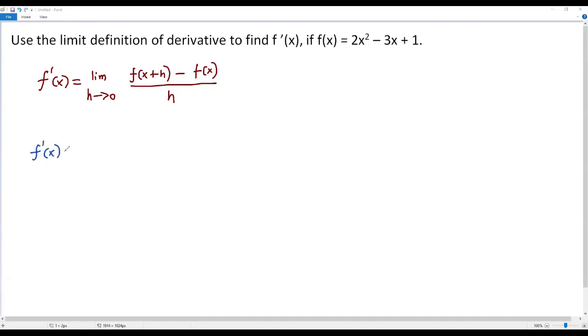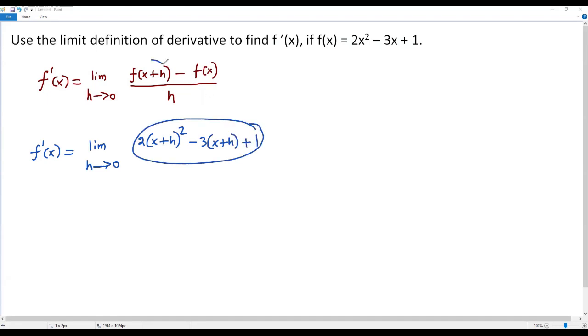So f prime of x equals limit h tends to 0. To get f of x positive h, we take the given function, and this x has to be replaced by x positive h. So on the right side also, we plug in x positive h for each x. Then I'll be getting 2 times x positive h the whole square, negative 3 times x positive h, positive 1. Okay, so this is the stuff we have for f of x positive h.